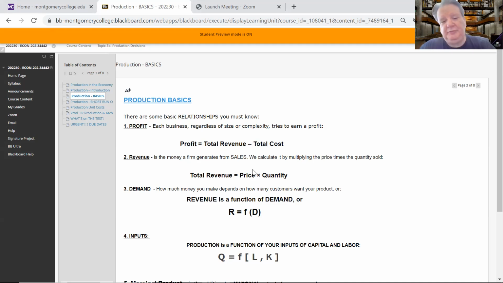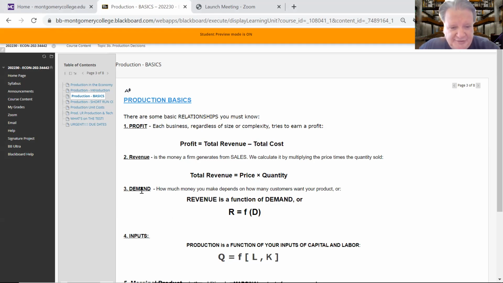Revenue is the money you make from sales here. So the price times the quantity. So in this case, we would say $5 times 1,000 would give you 5,000 total revenue. Your total cost would be $3 times 1,000 would give you 3,000 cost, and you'd make a $2,000 profit, 5 minus 3.